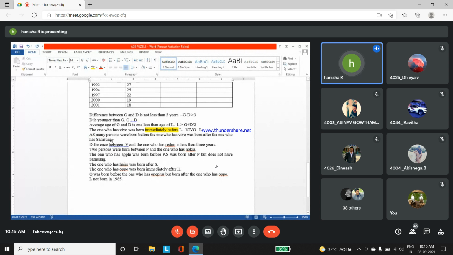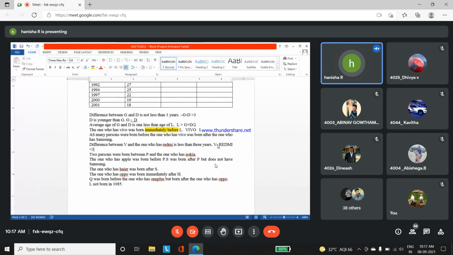Then, as many persons were born before the one who has Vivo as were born after the one who has Samsung. So before Vivo, if you have 2 persons, it should be the same after Samsung, only 2 persons. So before Samsung, if you have 2, then after Samsung also it should be 2. The ratio should be the same. So that is one thing. The difference between V and the one who has Redmi is less than 3 years.